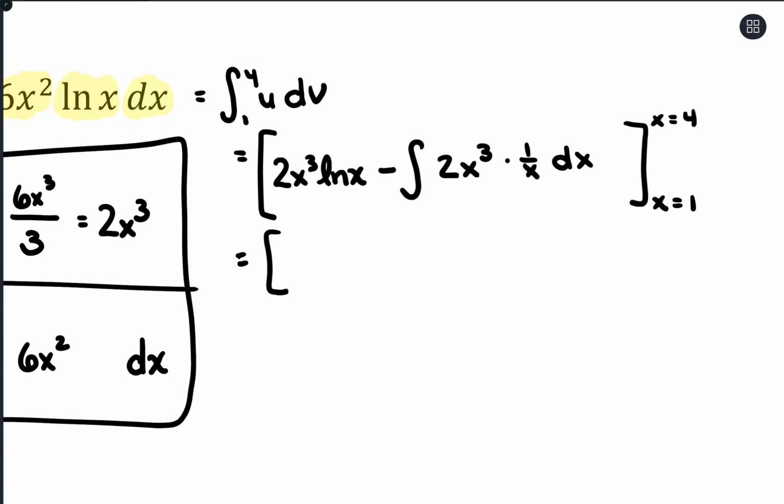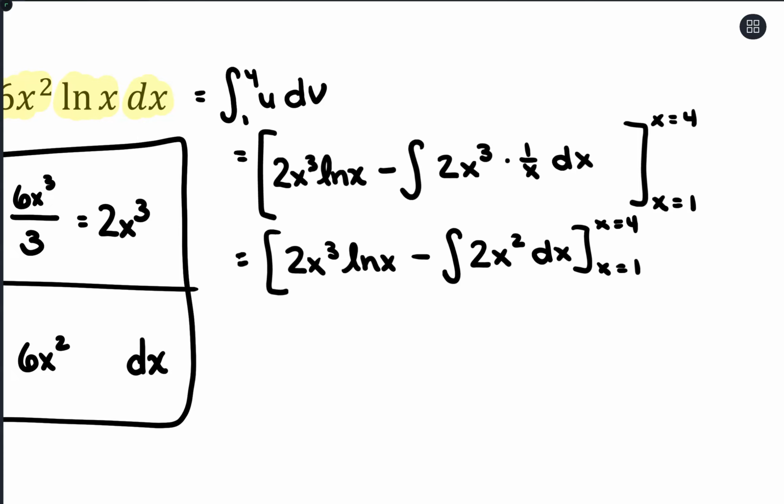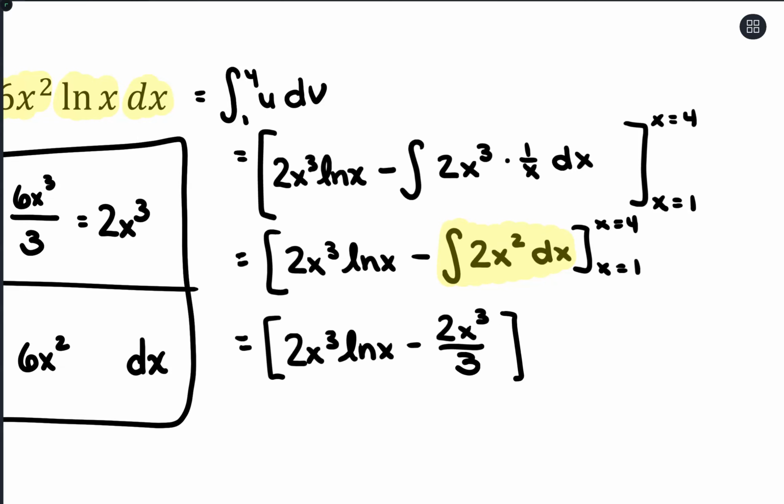So we're taking 2x cubed natural log x minus the antiderivative of 2x squared dx from x equals 1 to x equals 4. Okay, so I'm still simplifying in there, and I just need to finish with that antiderivative of 2x squared. So in total, we have 2x cubed natural log x minus 2x cubed over 3, taking that antiderivative, evaluating from x equals 1 to x equals 4.